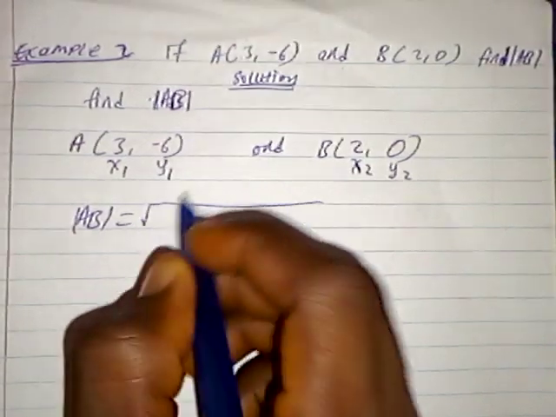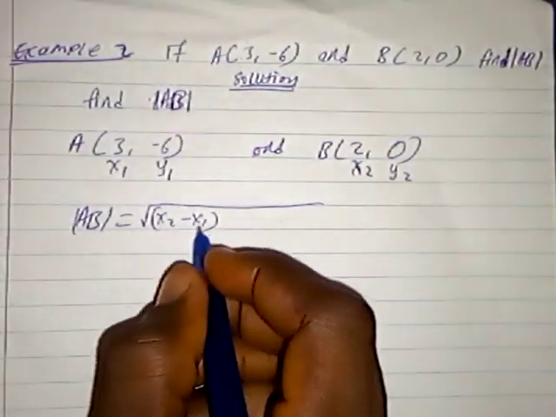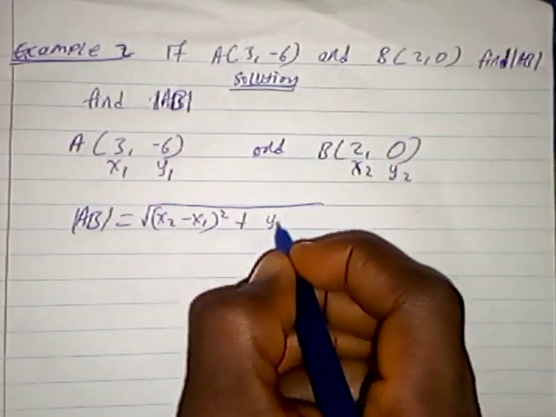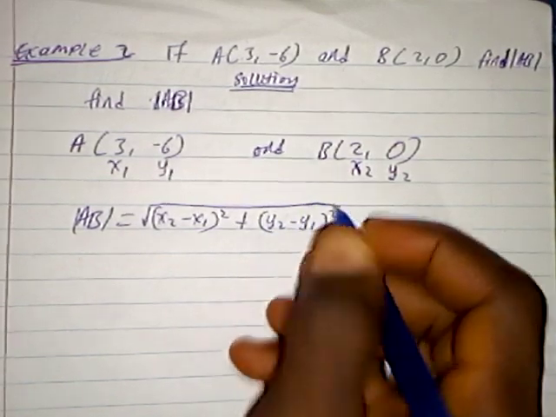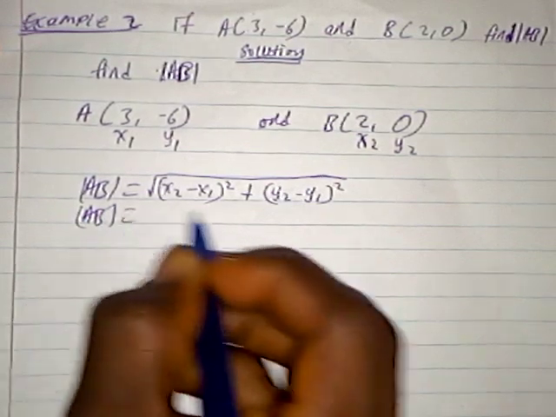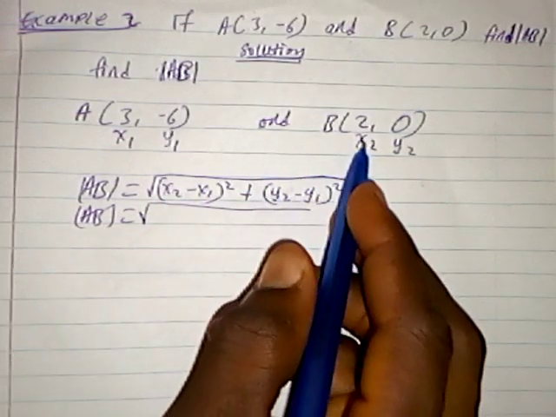The square root of what? (X2 minus X1), which is the change in X, right? Square, plus (Y2 minus Y1), which is the change in Y, square. Do you see the formula? So say line AB is equal to X2. What is X2? Watch here. X2 is what? 2.